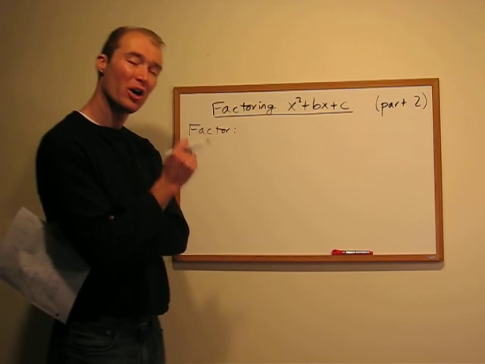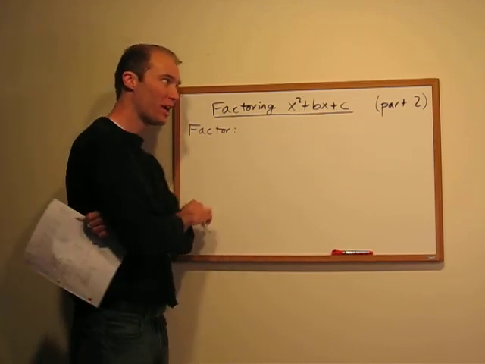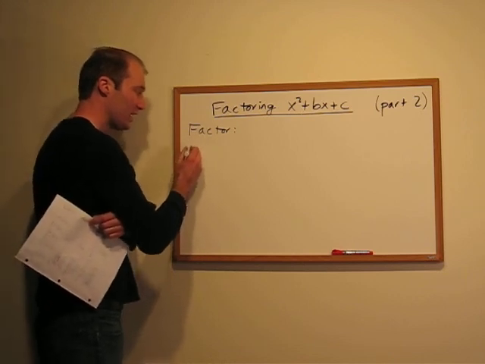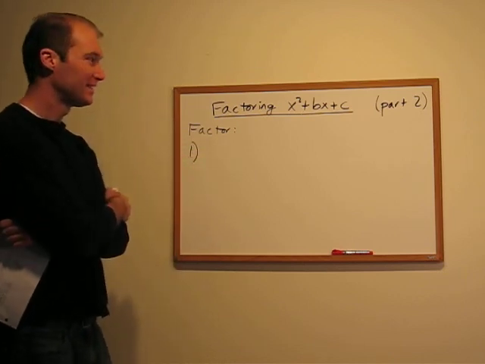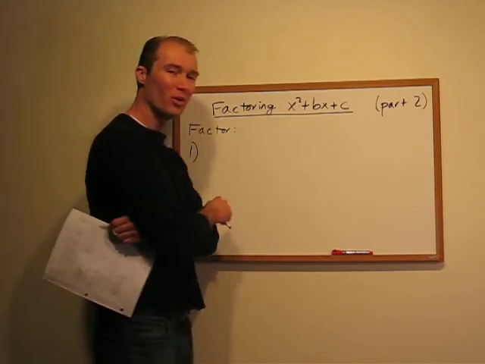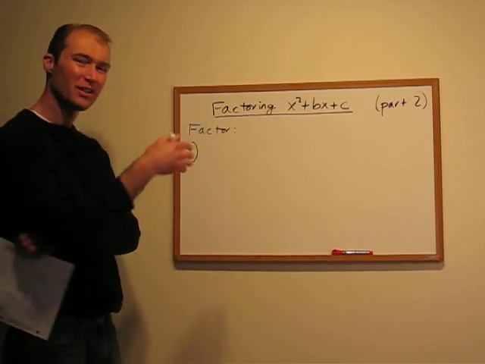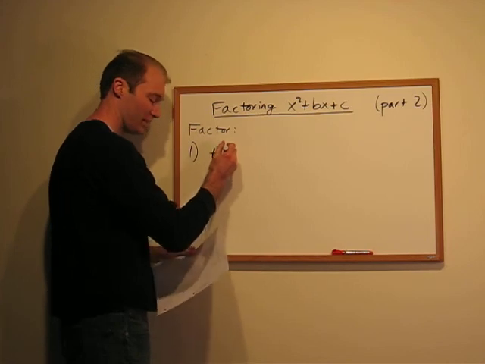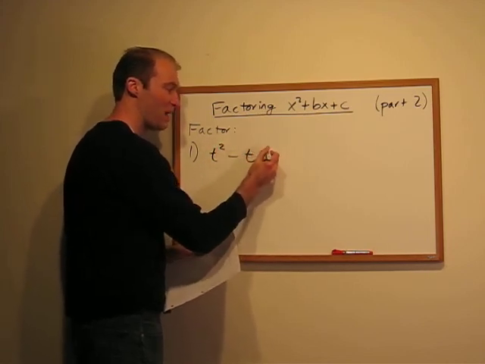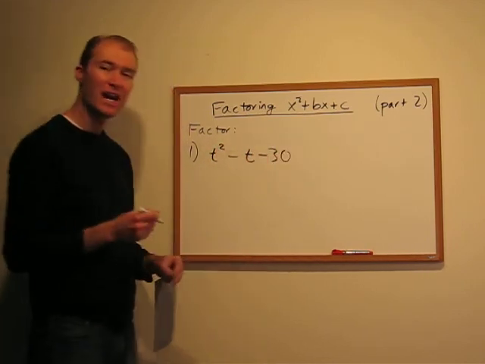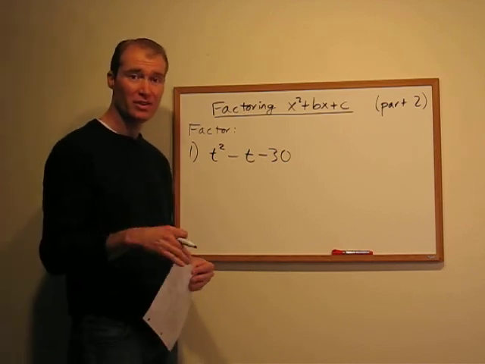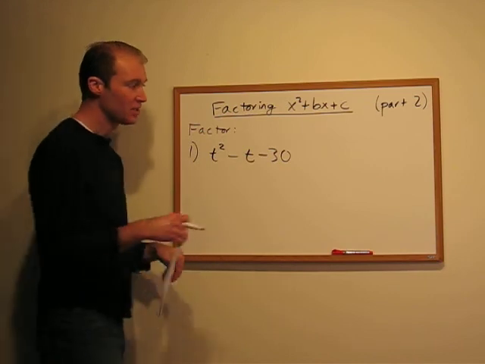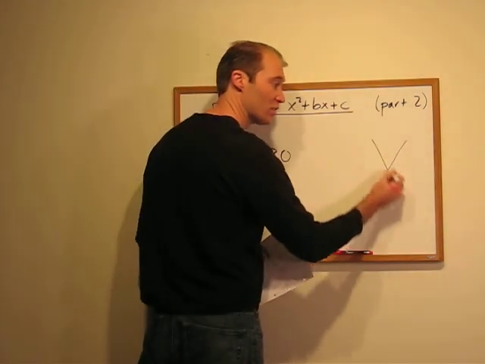I want to do part 2 of factoring x squared plus bx plus c. All of the problems that we had in part 1 involved x, but there's nothing special about x. I could have something like t squared minus t minus 30. I want to factor that, having the variable t rather than the variable x. I know that I'm supposed to grab this number, the negative 30, and that's what goes on top.